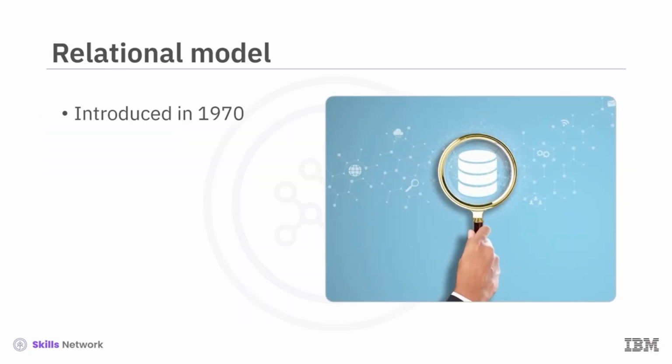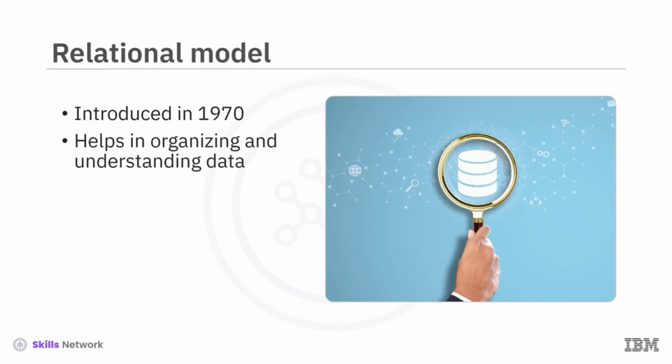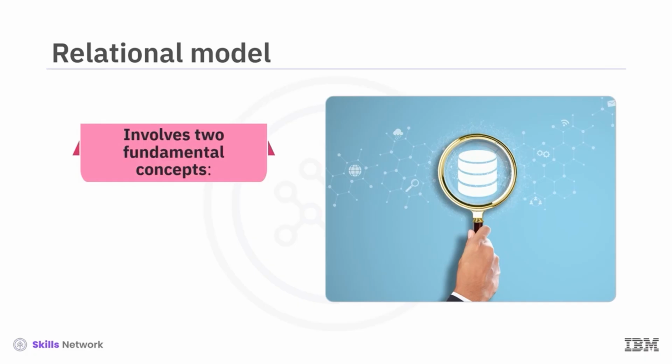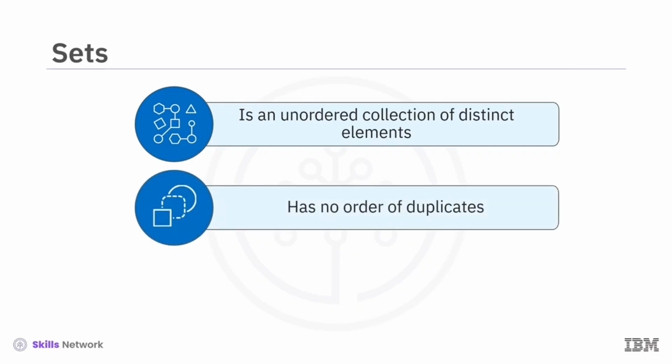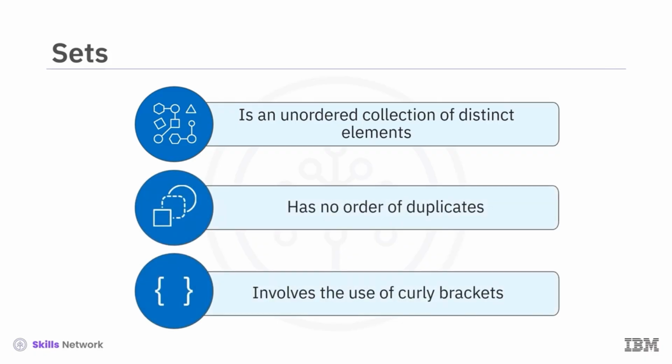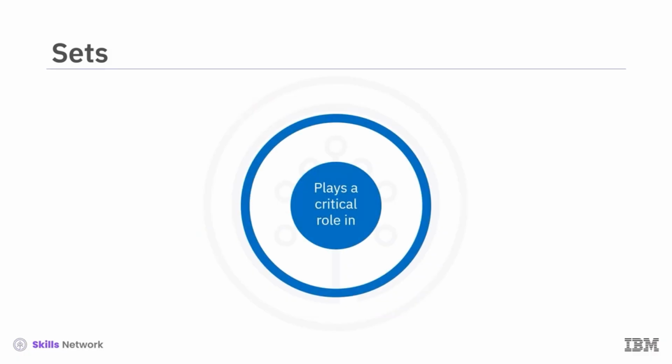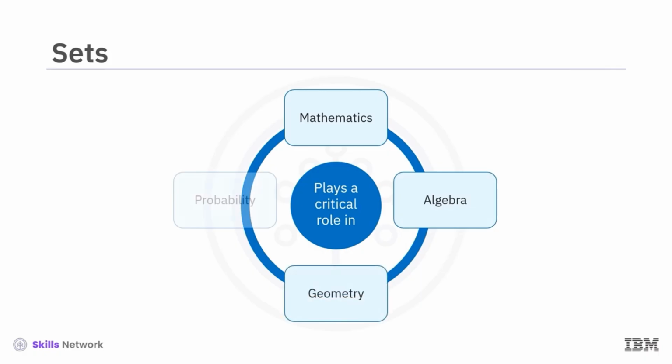The relational model introduced in 1970 offers a powerful approach to organizing and understanding data. It centers around two fundamental concepts: sets and relations. Let us define each of these terms. A set is a collection of unique elements without a specified order, comprising items of a similar type. Usually, curly braces denote sets, with the elements listed inside or described using set builder notation with a condition. Sets play a critical role across various disciplines in modern mathematics, influencing algebra, geometry, and probability.